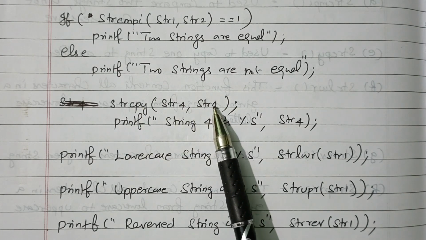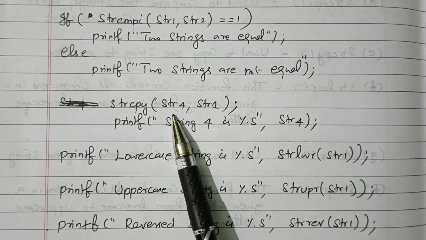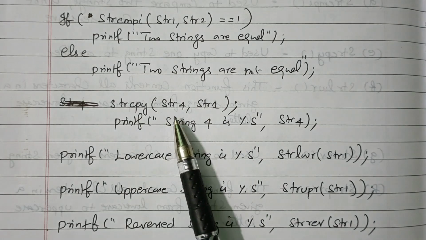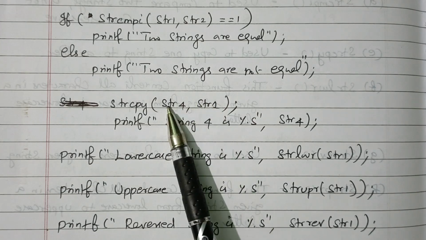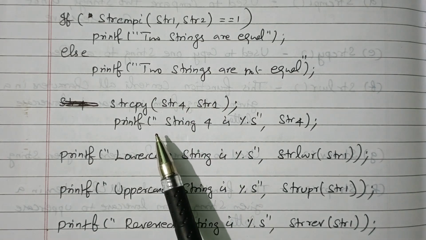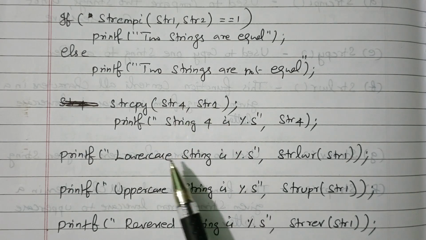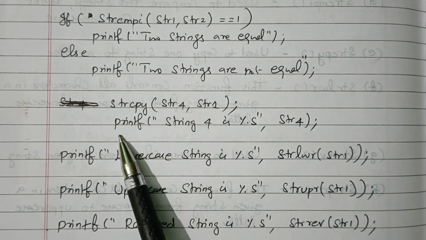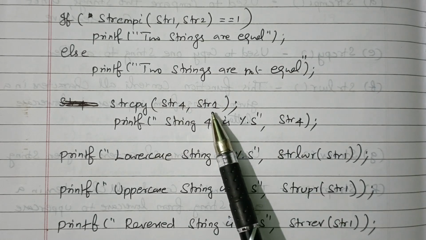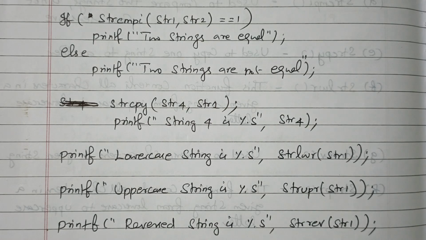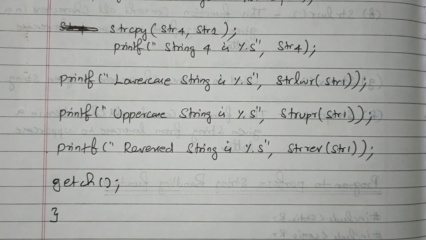What happened here? The content of string 1 will be copied to string 4. Right? It is not concatenated. It is copied. Strcat means both are added together, concatenated. But here it is only copied. Immediately we are printing the fourth string. Printf of string 4 is str4. String 4 is nothing but the content of string 1. Right. Now we'll go to the remaining string handling functions.